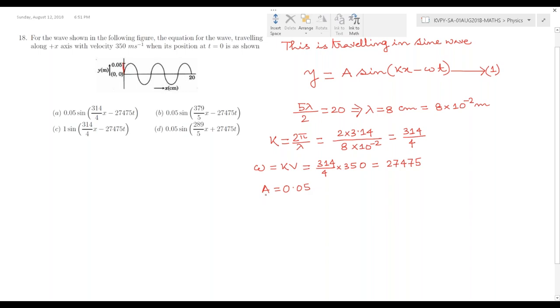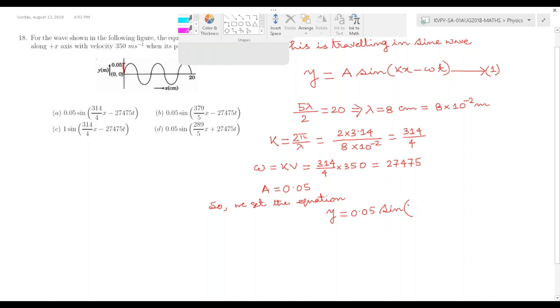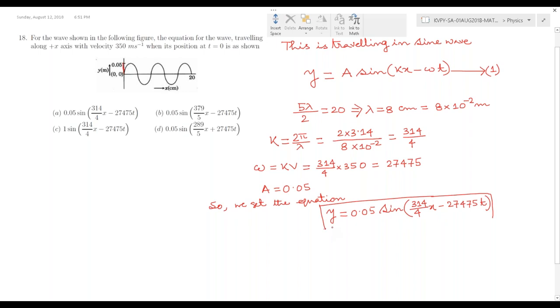So we get the equation as y is equal to 0.05 into sine of kx, k is 314 by 4 into x, minus 27475 into t. Let me come back to your question. As you see, this is the equation of the curve that we obtained, and hence the correct option is A.